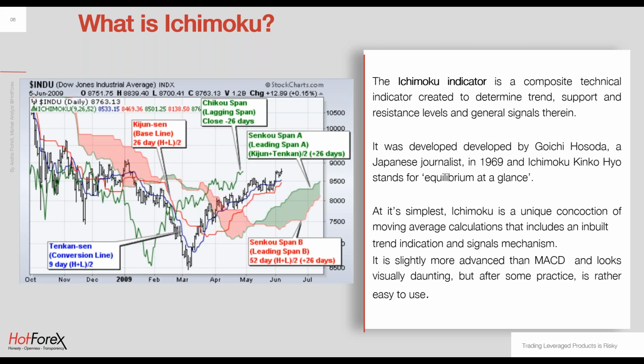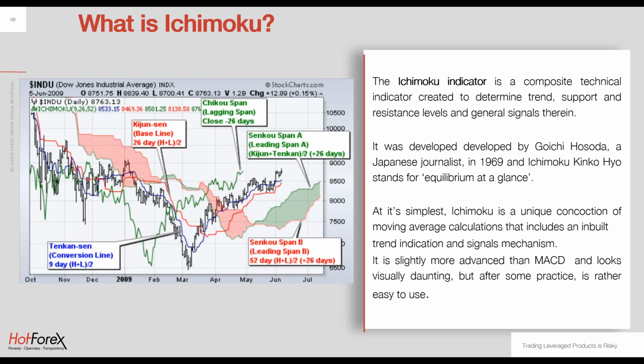However, what Ichimoku Kinko Hyo means is "equilibrium at a glance," or otherwise, "one look equilibrium chart." This is roughly what it means, because with just one look you can receive a range of information: support and resistance levels and momentum.